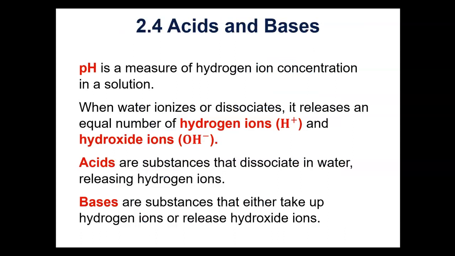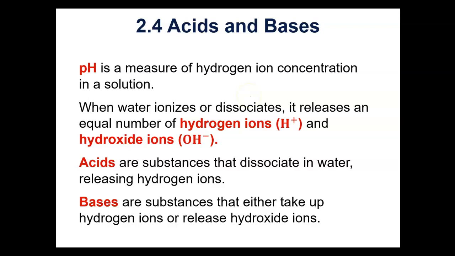Our last section is on acids and bases. pH is a measure of the acidity or the basicity of a substance. Another way to say that is pH is actually a measure of the hydrogen ion concentration in a solution. So the higher or the greater the hydrogen ion concentration, the more acidic the solution is and the lower the pH.